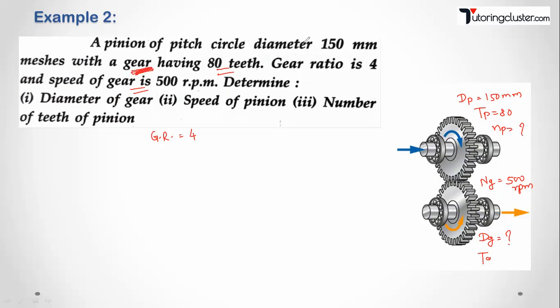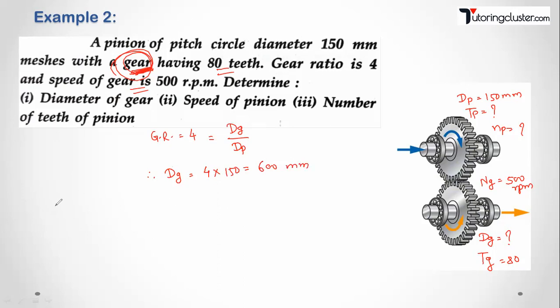Okay, so we have done here one mistake. TP we have to find out, and number of teeth on the gear it is given. So TG it is given as 80. Okay, so let us solve this. So gear ratio is given. So it is what? DG upon DP. So diameter of gear you can find out. Gear ratio into what is DP? 150. It is 600 mm.